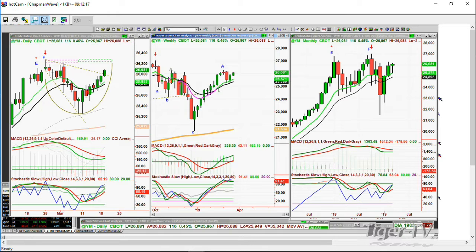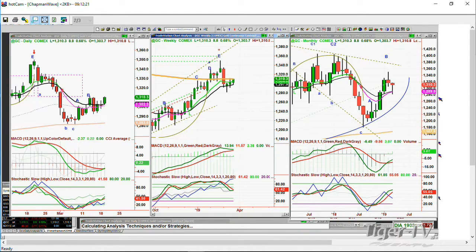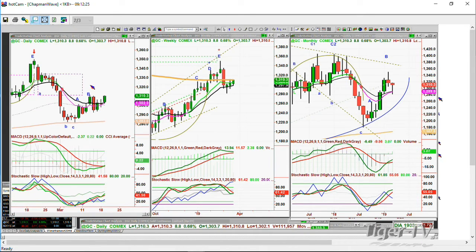If I look at gold, I had a couple of questions coming about gold. Gold is now up 8.8. If gold takes out, even by 1 point, this is by 10 cents, I should say, 1311.6, the high today is so far 1310.8. It looks like it's going to try to do that. That'll start a leg C.